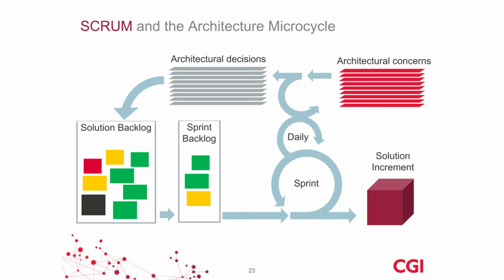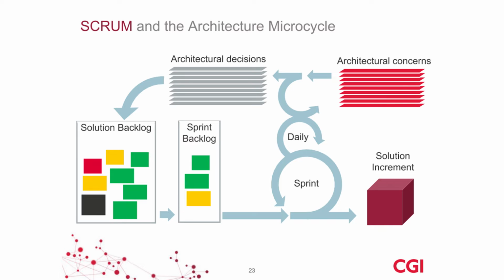So here you see how this works. You all know this picture. You see that the solution backlog items are now colored using this color coding scheme. We have the sprint backlog here, and we have, of course, the gate that controls what out of the solution backlog goes into the sprint backlog. And then we have the famous sprint cycle here and the daily stand-up meeting cycle there. Somehow I'm losing my red dot. Never mind. Leading to a solution increment.